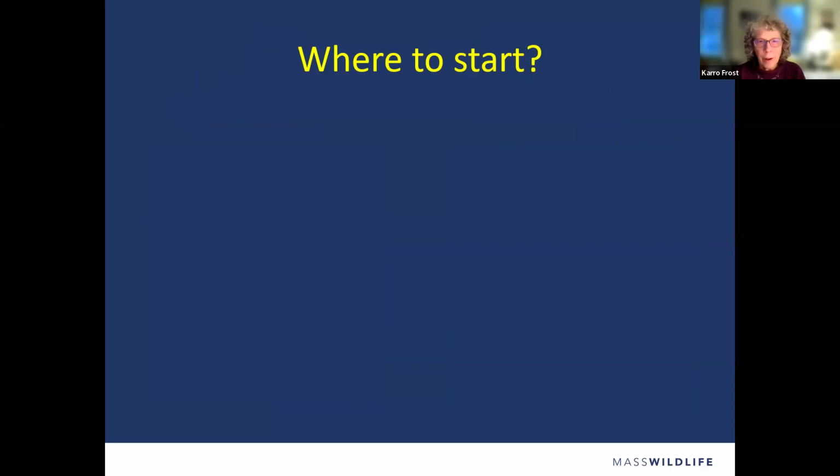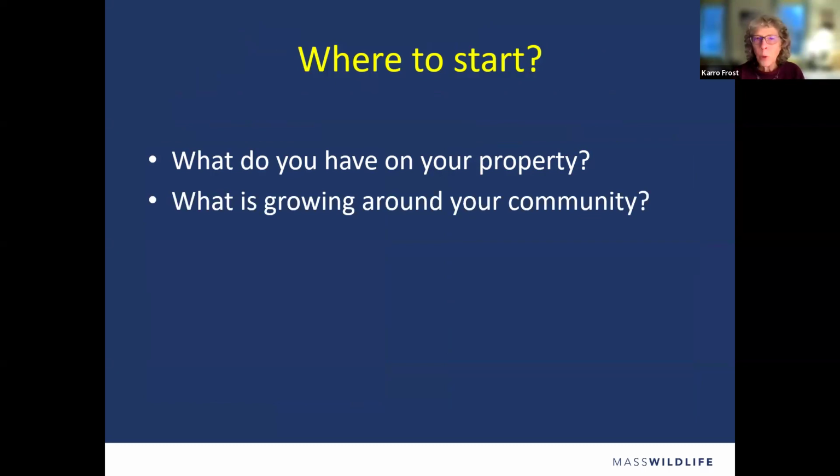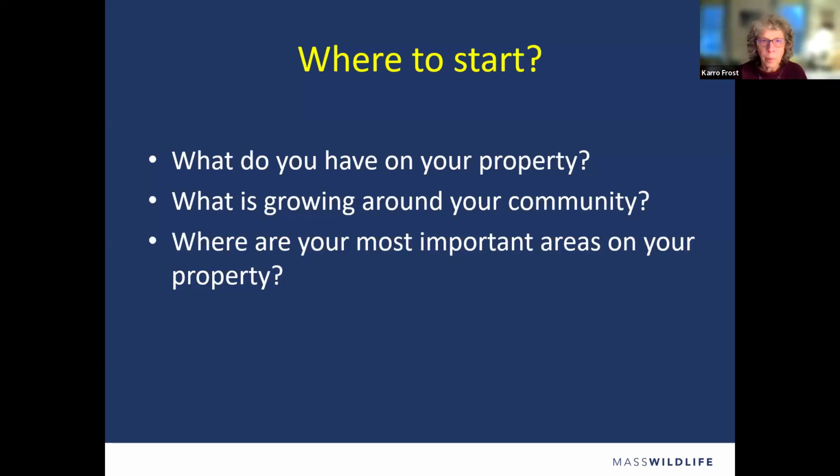So where do we start? First thing you should do is figure out what you have on your property. Do you have invasive plants on your property? Figure out what you have, and then also look around your community. See if there are any invasives near your property, growing in your community, that might cross onto it, so that you know to watch for them. Think about what the most important areas on your property are, so that you can pay the most attention to those.